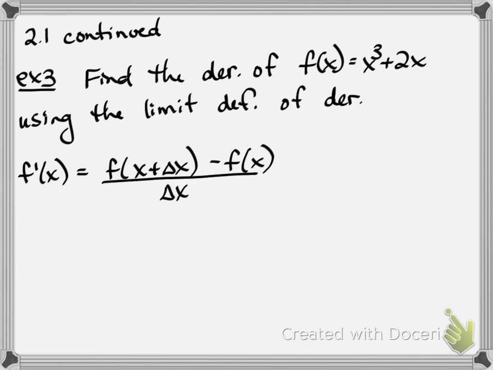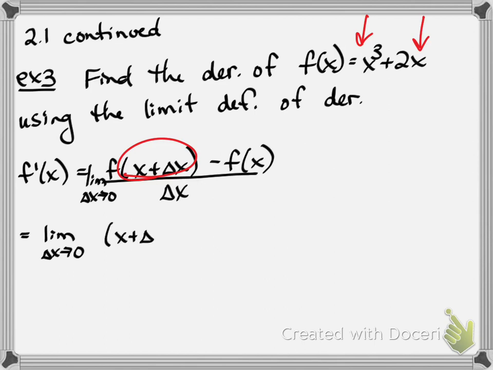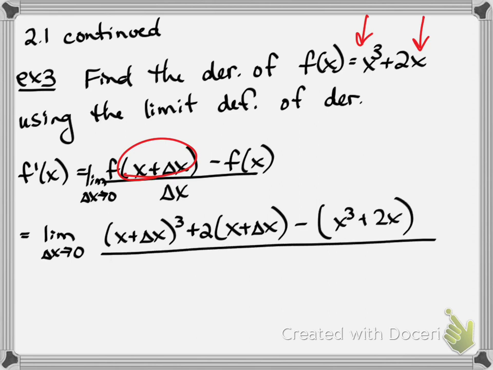So, oops, I forgot my limit. So that's equal to the limit as delta x approaches 0. We're going to put all of this right here and right here in place of those x's. So that's what we get when we do f of x plus delta x. And then it's minus the entire f of x function all over delta x.